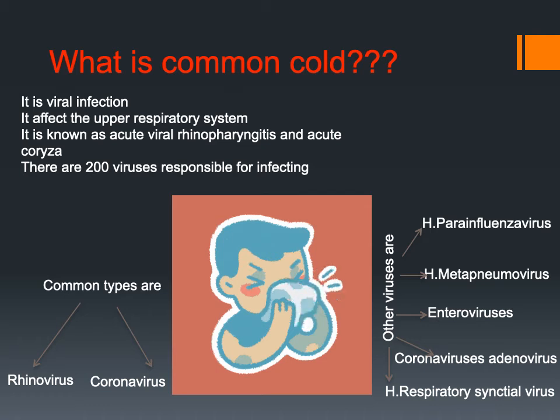Other viruses are there too, but percentage-wise, rhinovirus and coronavirus are the leading ones. The other viruses you can see are the human parainfluenza virus, human metapneumovirus, enterovirus, adenovirus, and human respiratory syncytial virus. So these are the other types of virus which might also cause the common cold.